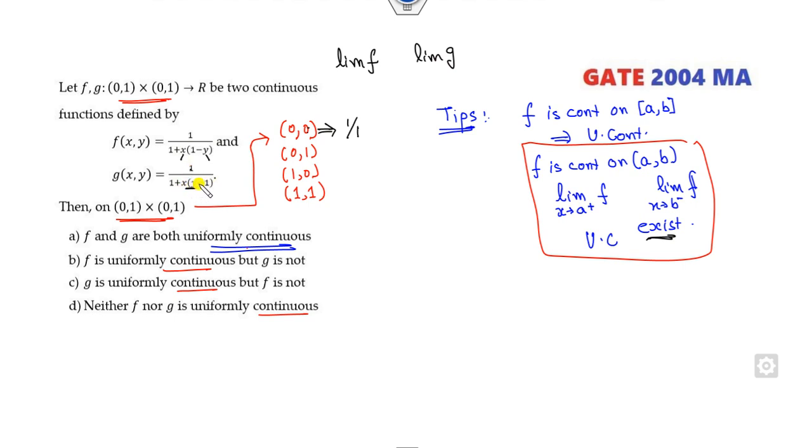1 minus 1 is 0, so it's a 1. Again 1. So both exist, which means this is uniformly continuous at x equal to 0, 1. At x equal to 0, the answer will be 1. This is the answer of f, and this is the answer of g.